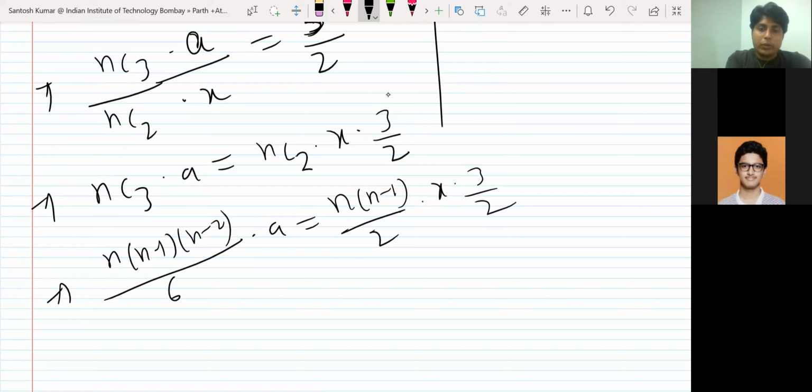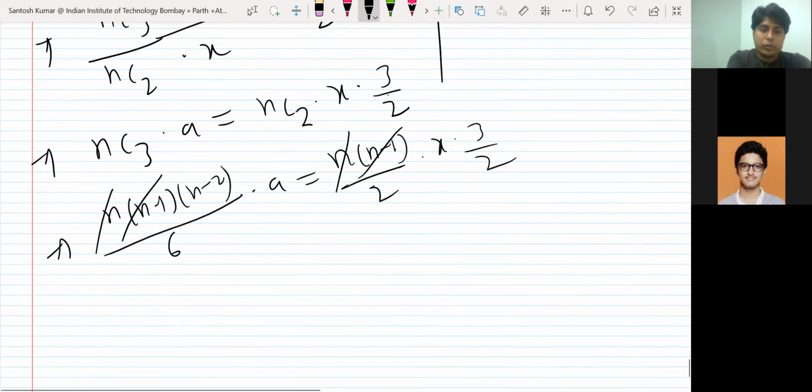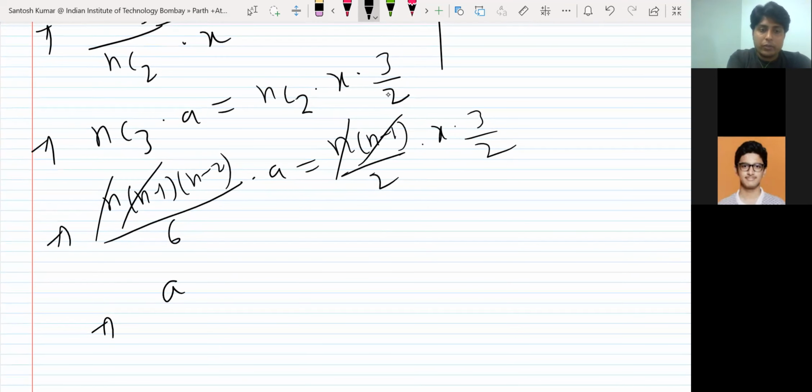So finally, what you have, n cancels, n minus 1 cancels. So on the left side you have n minus 2 times a upon 6. And on the right side you have 3x upon 4.